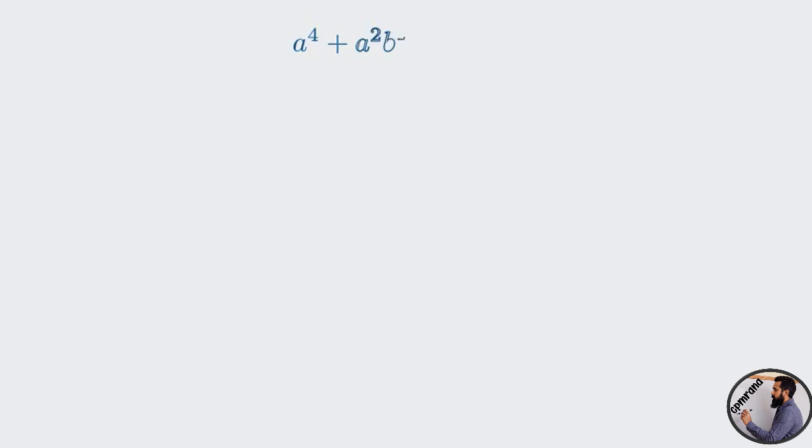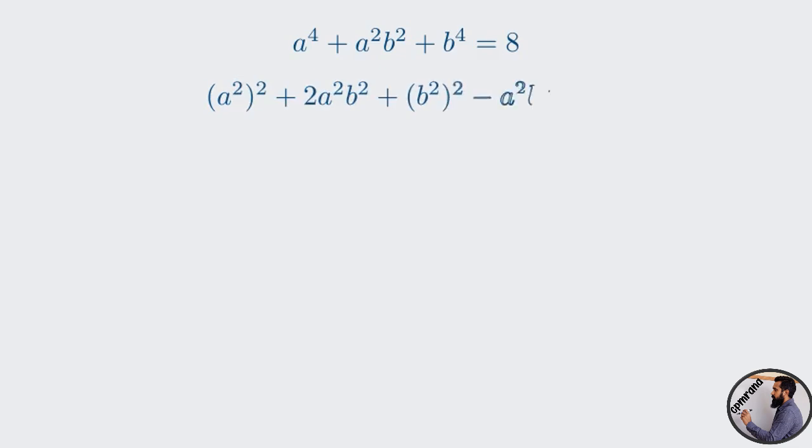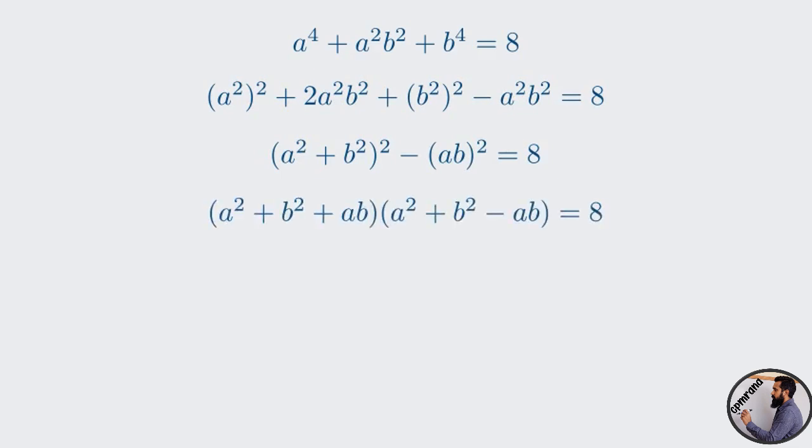Let's start by factoring equation 1. We can rewrite the expression as a perfect square minus a term. We write it as a squared squared plus 2a squared b squared plus b squared squared. Then subtract a squared b squared to keep the equation balanced. This simplifies to a squared plus b squared, all squared, minus the quantity a times b squared. Now we use the difference of squares identity to factor it further.